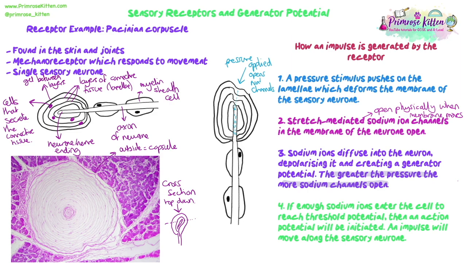And therefore you're going to get more sodium coming in, which means we're more likely to meet the threshold potential and cause an action potential. And if an action potential is then generated, the impulse is going to move down the neuron in this direction here, so down and away from the receptor, and then it will link up, and that signal will be received as pressure.